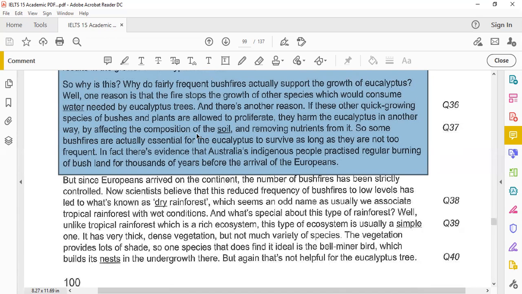nutrients from it. So some bushfires are actually essential for the eucalyptus to survive, as long as they are not too frequent. In fact, there is evidence that Australia's indigenous people practiced regular burning of bushland for thousands of years before the arrival of the Europeans.